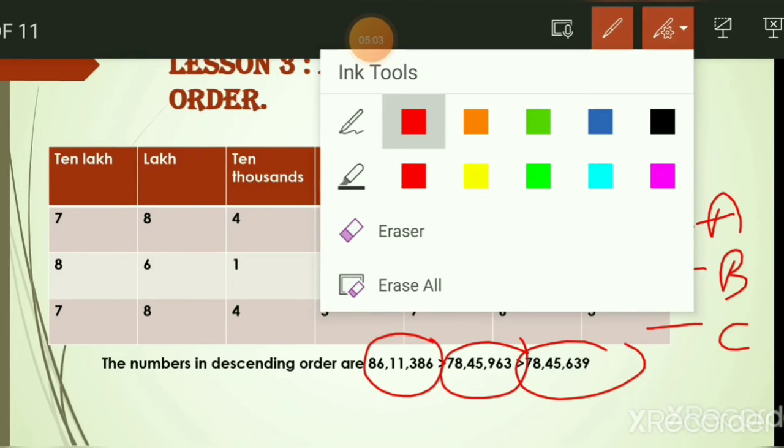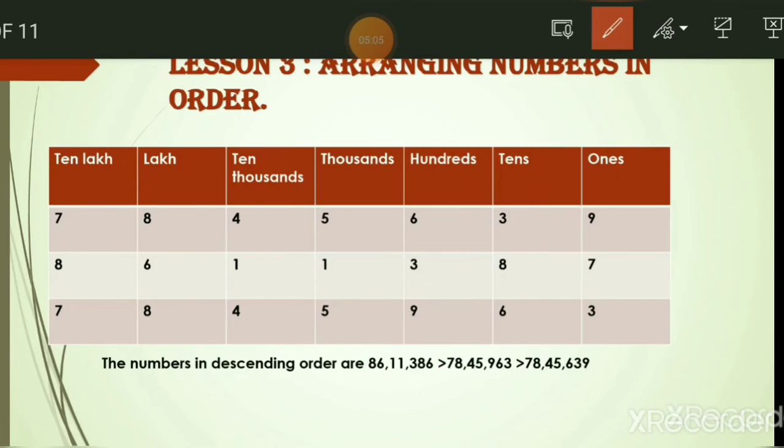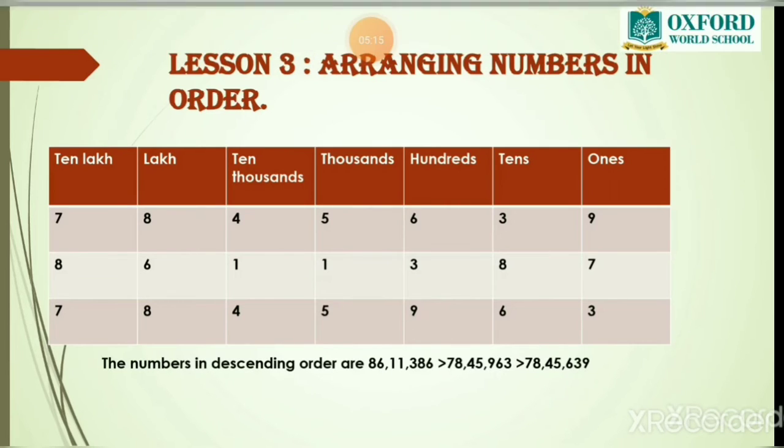So now we know how to compare 7-digit numbers by comparing the highest place, by checking the highest place. Now I hope this is clear, lesson 3.